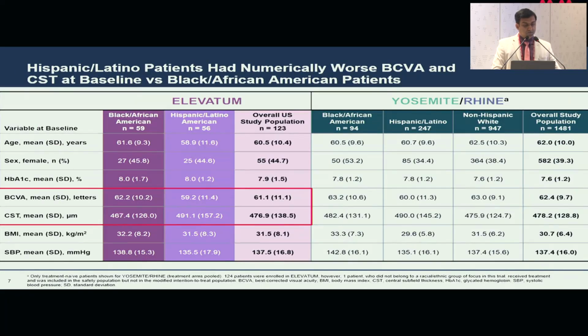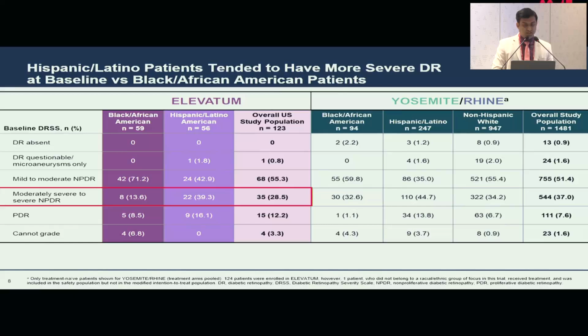When you look at the Latino patients, they had numerically worse BCVA and CST at baseline as compared to the African American patients. However, it was similar to what was seen in Yosemite and Rhine as well. And the Latino patients tended to have more severe diabetic retinopathy at baseline as compared to the African American patients.